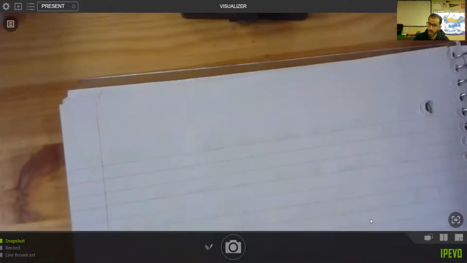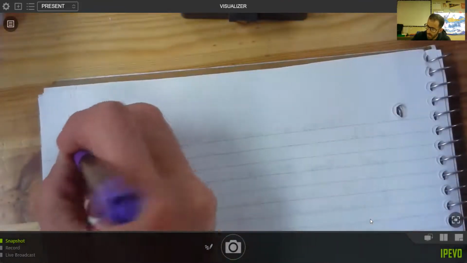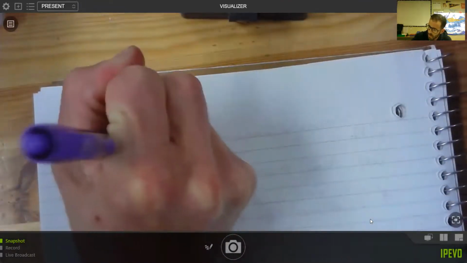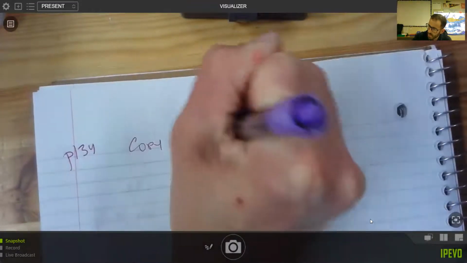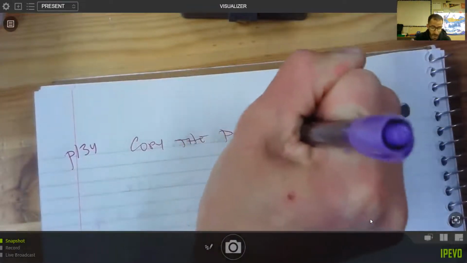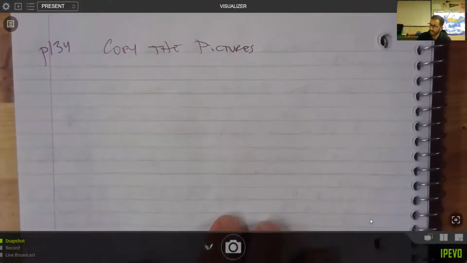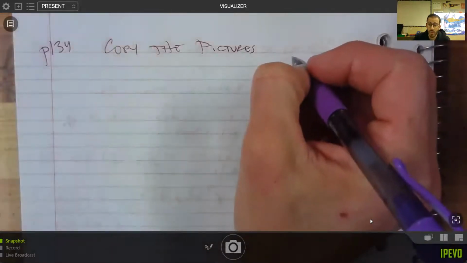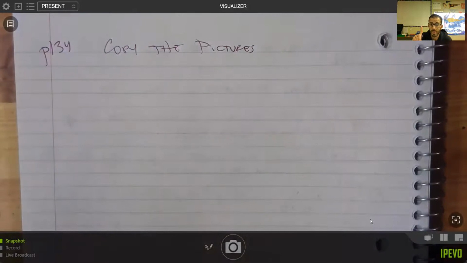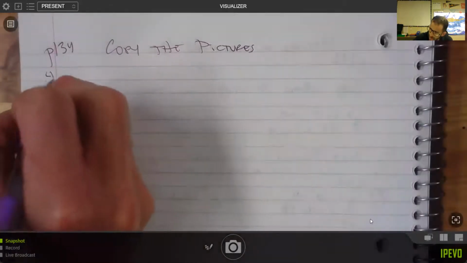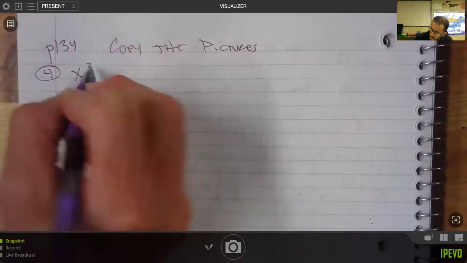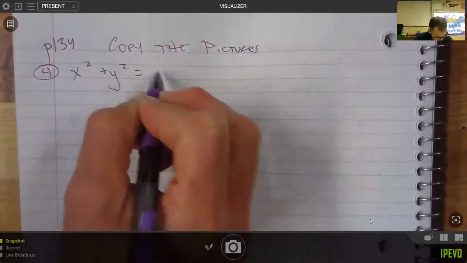All right, now we're on to circles. So go ahead and copy down page 134. Copy down the pictures. Same idea. If a line doesn't intersect the circle, guess what? No solution. If a line touches the circle at 1 point, 1 solution. If a line touches the circle at 2 points, 2 solutions. That's it. Okay. But circles are fun because we will always have to solve for y.